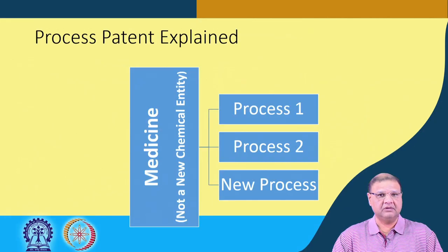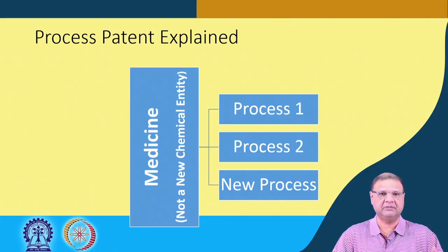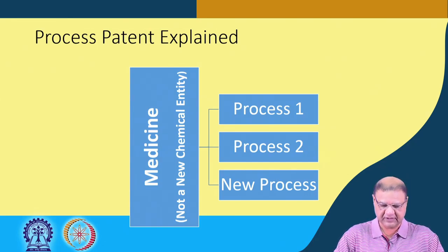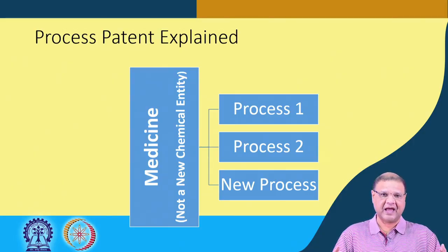Now, what is process patent? Let us try to understand with the help of an example. Suppose there are medicines which are available in the market, and this medicine can be produced by different processes, say process number 1 and process number 2. Now, a new pharma company comes out with a new process, and this process satisfies the patentability criteria. In that case, what would be the ambit, the scope of the patent right of that process patent holder?